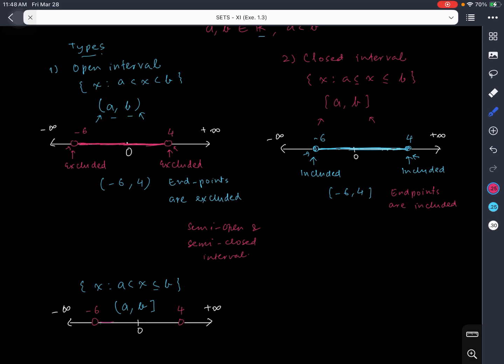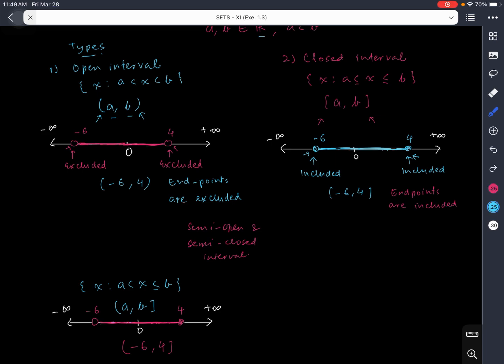So here all the values lying between -6 and 4 will be taken, and the second endpoint, that is 4, will also be included. So this set will be having all real numbers lying between -6 and 4 with 4 included. So here the interval will be (-6, 4]. From left side we'll be having open interval bracket, meaning that -6 is not included, while from right side we'll be having a closed interval bracket, meaning that 4 is included.